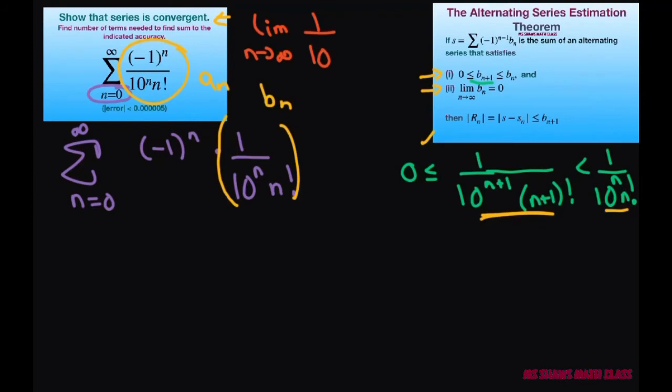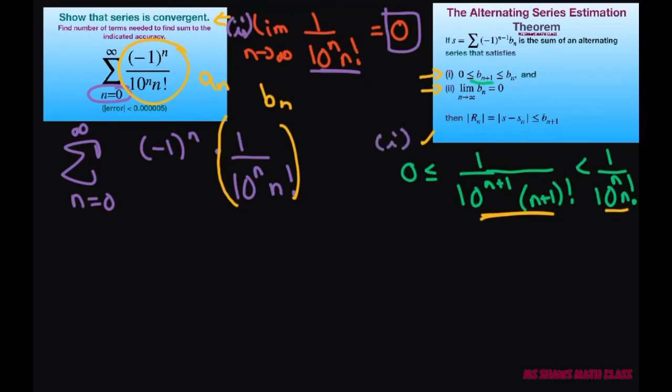And then for part 2, the limit as n approaches infinity of 1 divided by 10 to the power of n times n factorial does equal 0, because as the denominator gets larger and larger, the limit gets closer to 0. So it is convergent, and we showed that by part. This was by part 2, and this was by part 1.